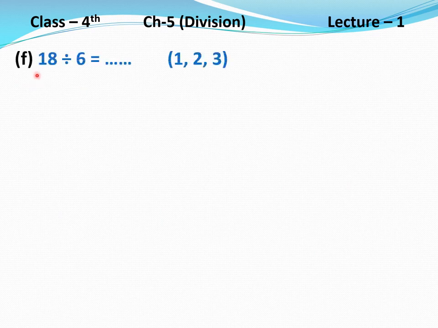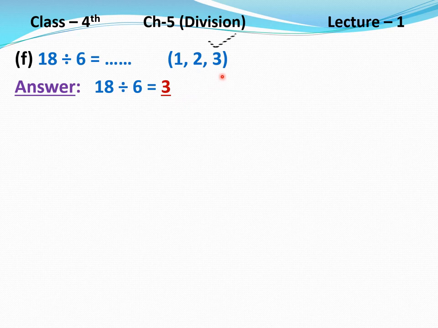Now F part, 18 divide 6 equal to dash. Options are given 1, 2, 3. 18 divide 6 equal to 3. So write down answer. 18 divide 6 equal to 3. So take the correct quotient, that is 3.